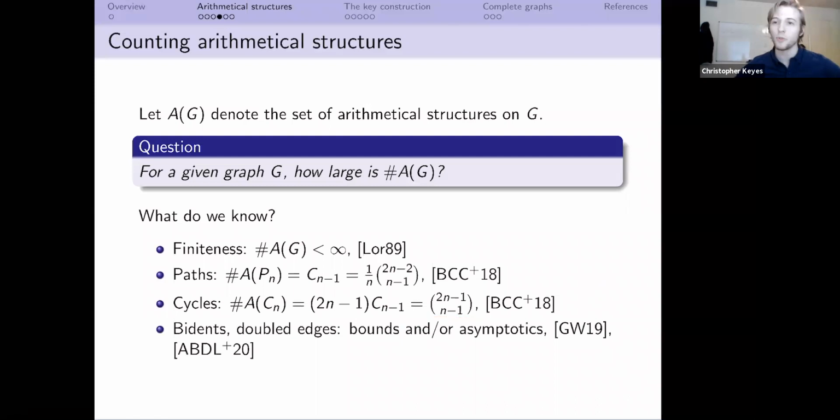Moving beyond that, there have been a few recent papers about bidance. So if I was more tactful, I could come up with a political joke.